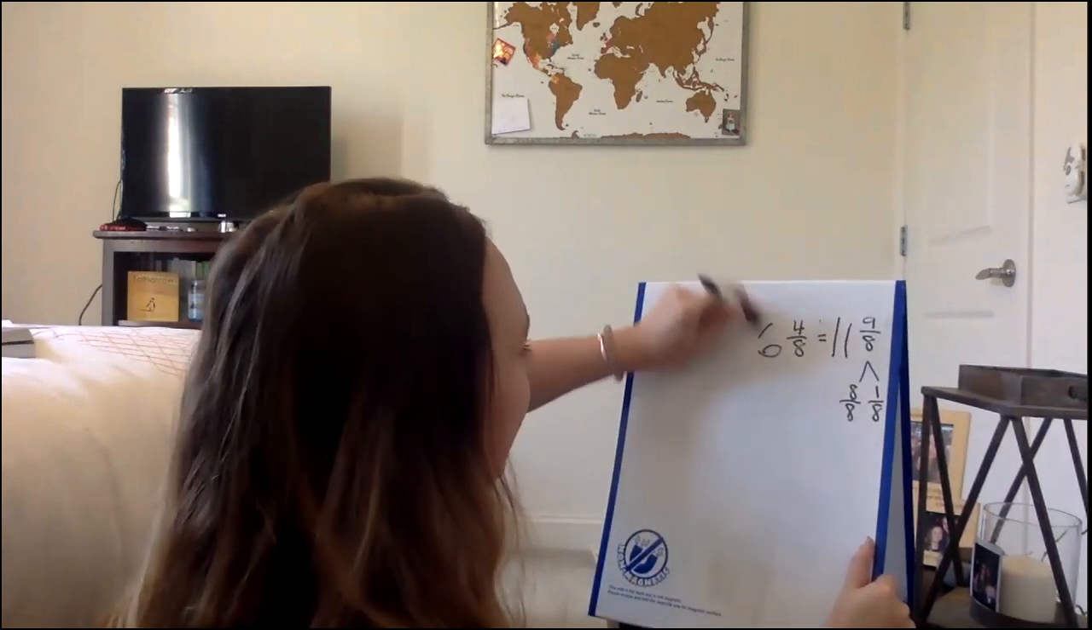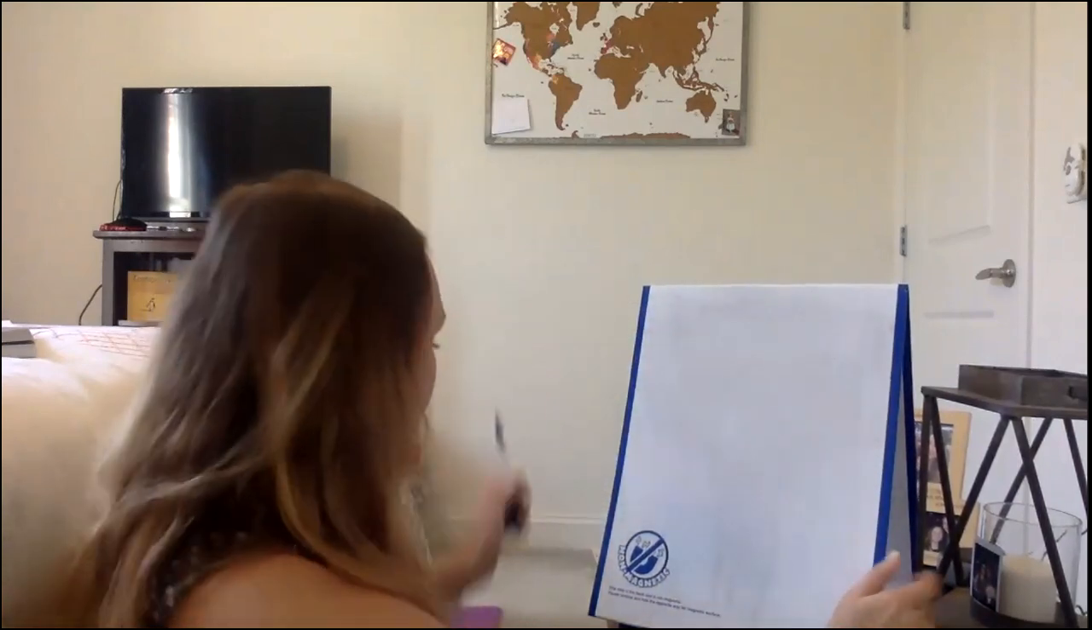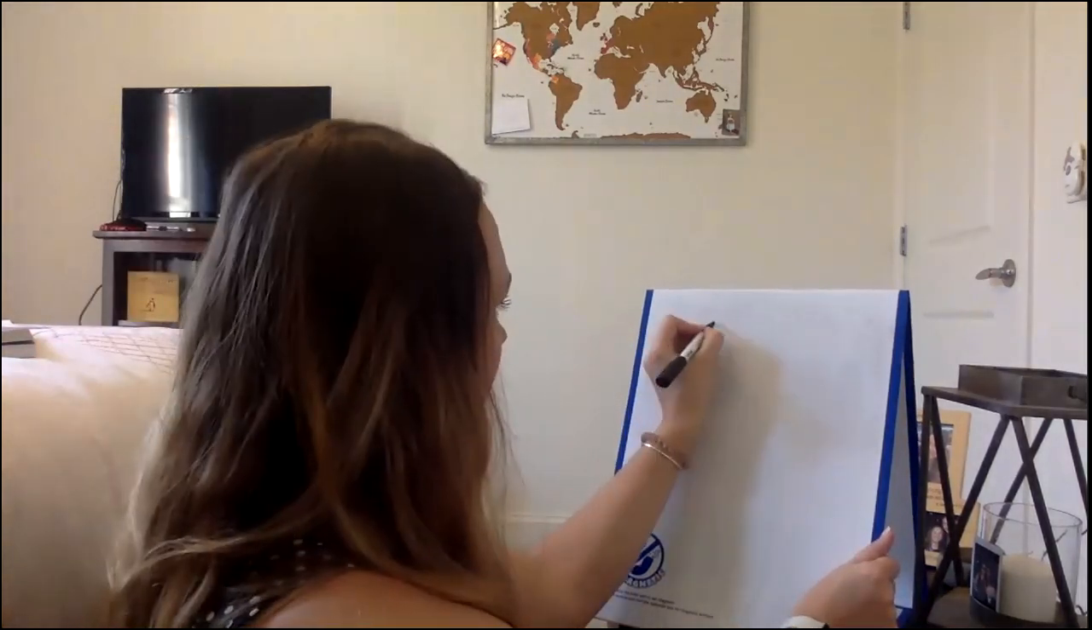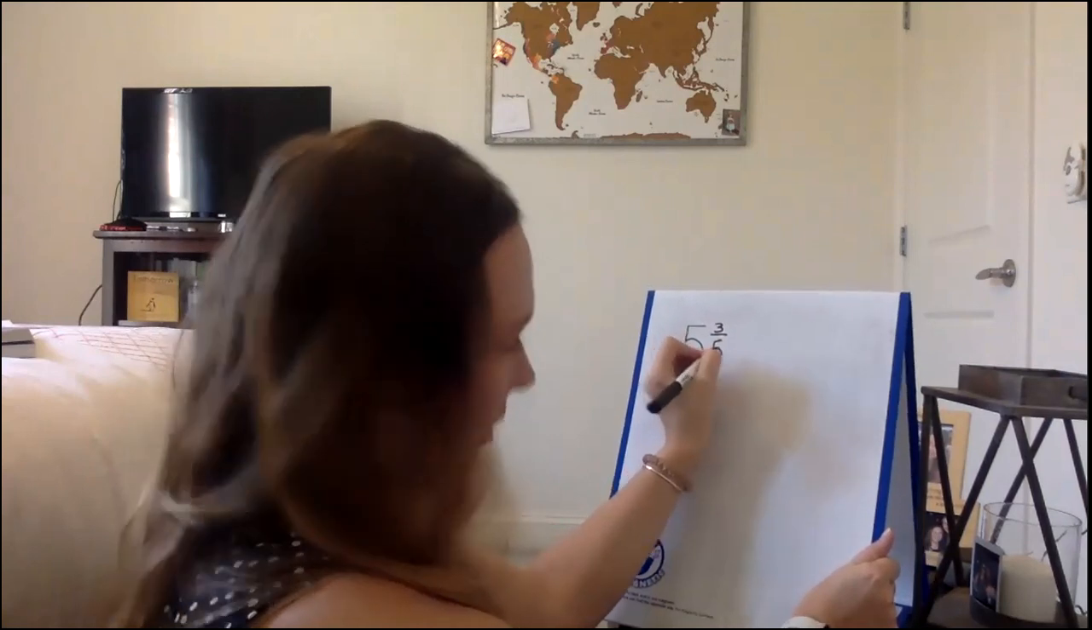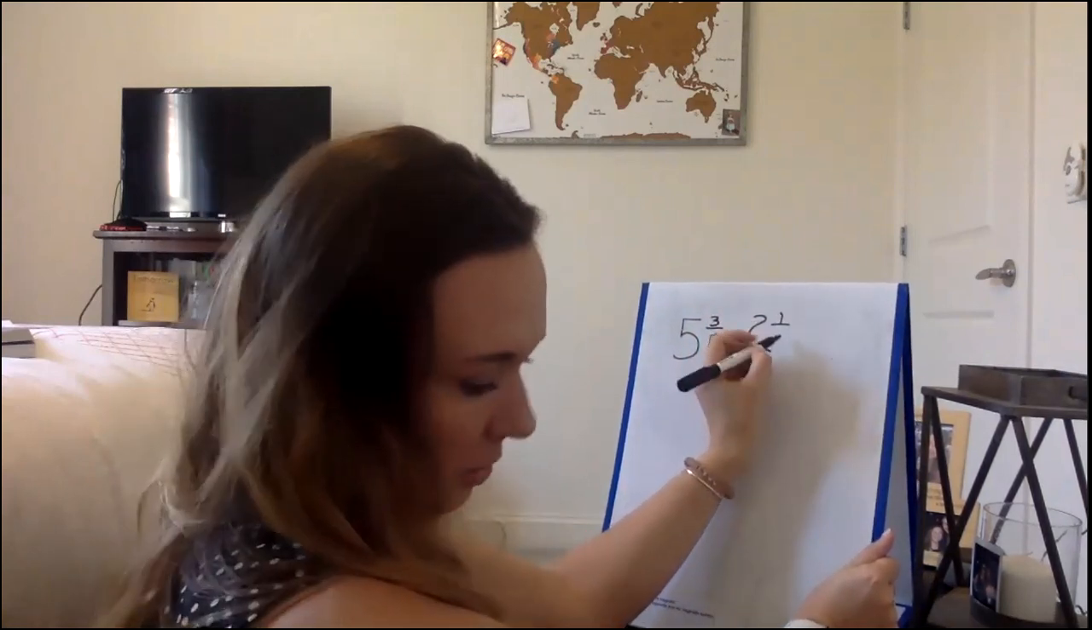And last but definitely not least, what I think is the most challenging of all of these types of problems is subtracting mixed numbers. It involves a little bit more effort, and I'm going to look at 2 different examples with you. So the first one is 5 3/5 minus 2 1/5.